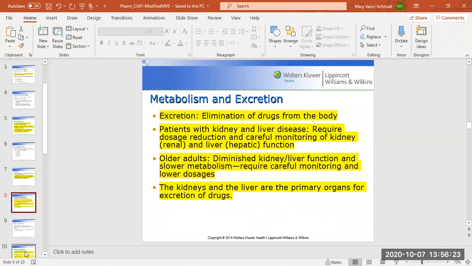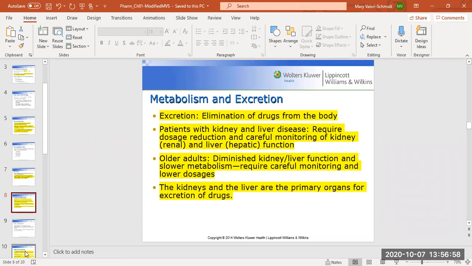Metabolism and excretion. So excretion, how does what's left of the drug get eliminated out of the body, okay? There's 2 ways. It's either the kidneys or the liver. They are the 2 primary organs for excreting drugs. If a patient has either kidney or liver disease, oftentimes their dosages have to be reduced, and we really have to watch their lab values for their kidney function, renal function. Make sure you know renal means kidney. And their liver function, hepatic function.